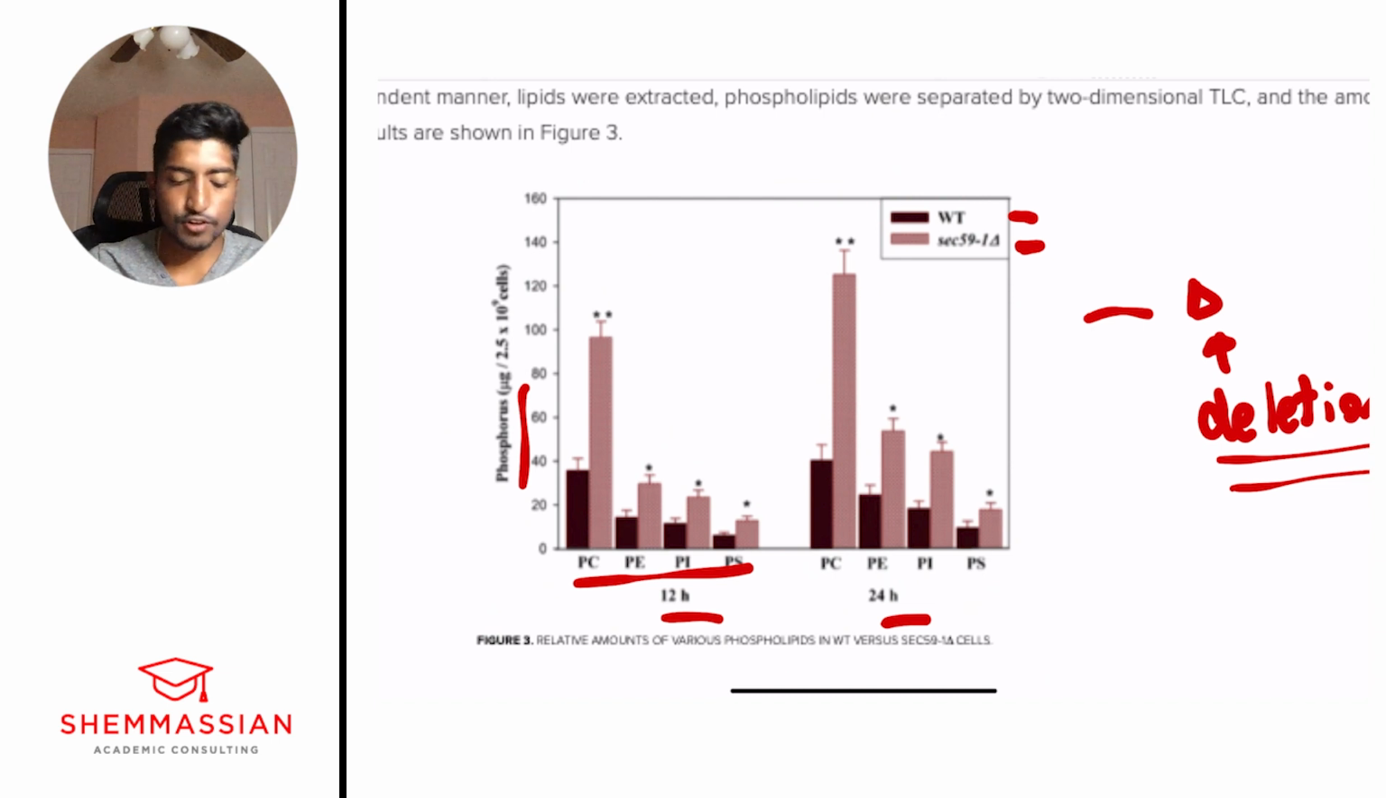So let's take a look at the first one, right? Let's say we start with the wild type group for the PC. So that's right here. I'm going to use a little laser. So that's right there, right? And so what happens when we delete that for the PC group?